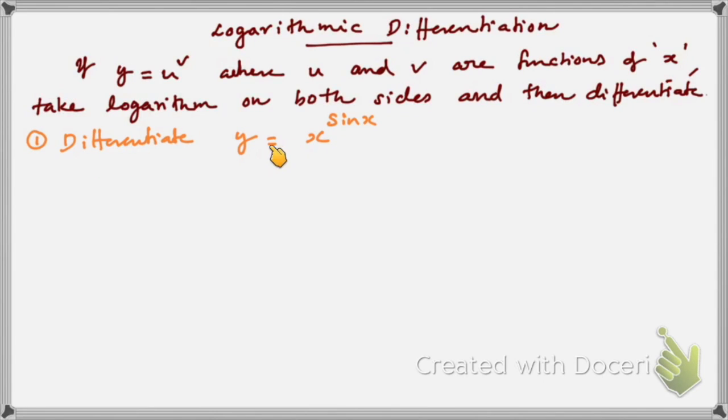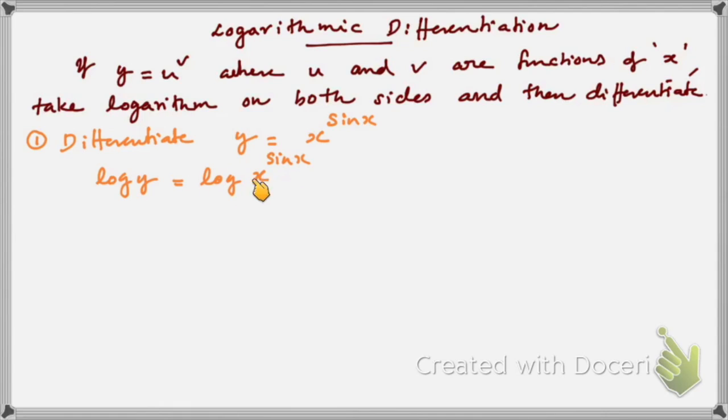Differentiate y is equal to x to the power of sine x. So this is y is equal to x to the power of sine x. So it does look like u to the power of v, where both u and v are functions of x. So this is under logarithmic differentiation. So what I do is I apply log on both sides. I apply log on the left side and I apply log on the right side. So that's log y is equal to log of x raised to sine x.